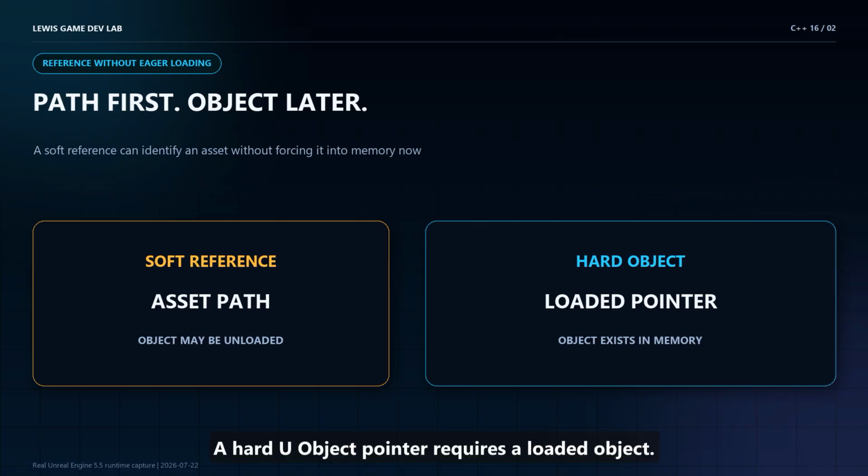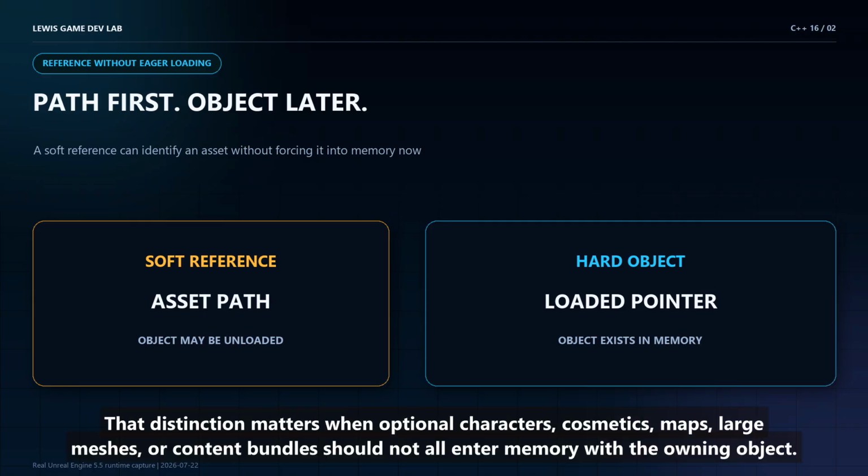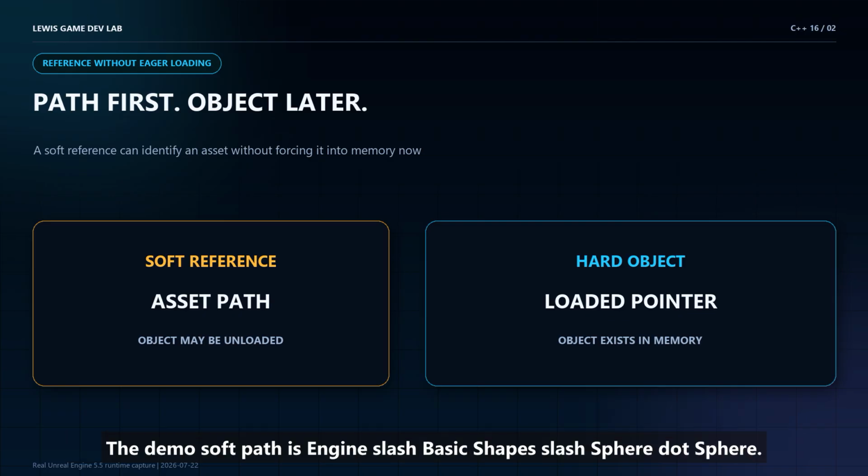A hard UObject pointer requires a loaded object. A soft object pointer can hold an asset path even when the target is not loaded. That distinction matters when optional characters, cosmetics, maps, large meshes, or content bundles should not all enter memory with the owning object.